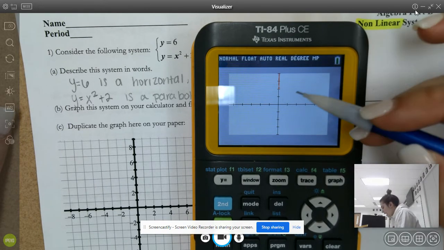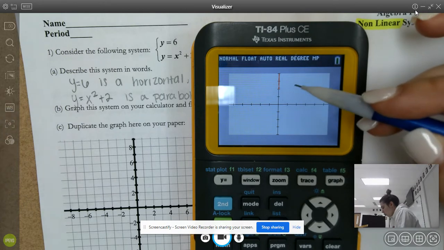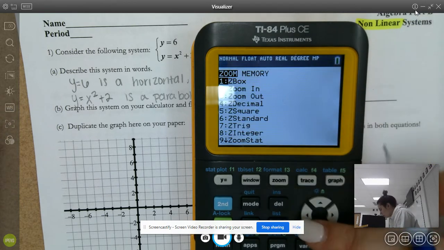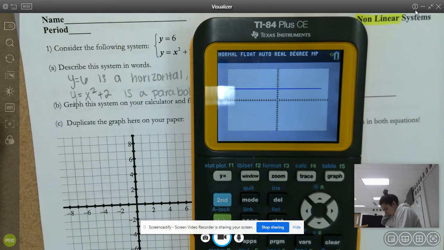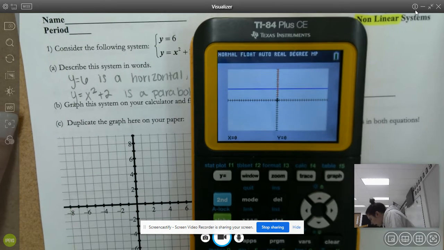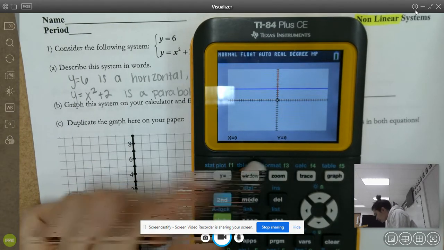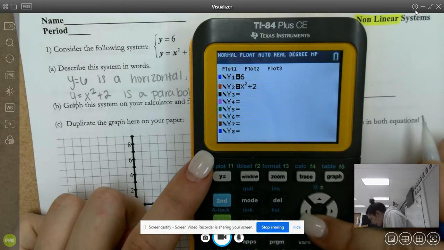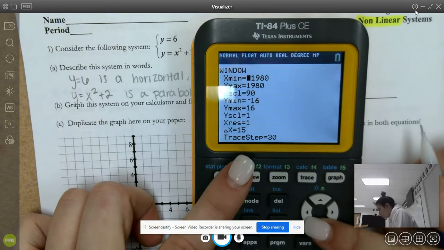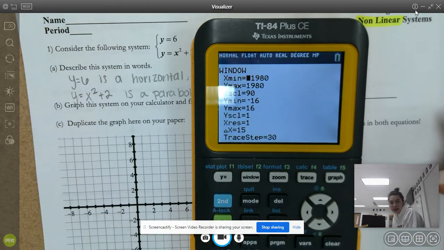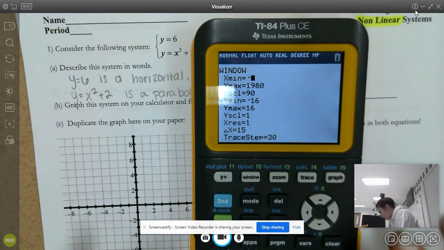As we can see, we don't see anything. So maybe we want to zoom out. If the zoom out button does not work, then we can always change our window manually. But something does not look quite right. So let's make sure we typed everything in correctly. Yes, we did. So maybe that's why. Look at that X max and min. That is definitely not the right window.